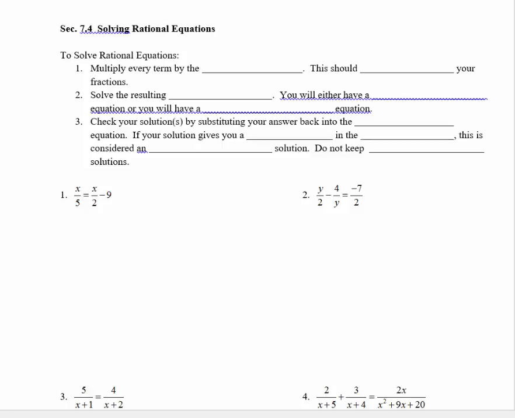Section 7.4, Solving Rational Equations. So now we're going to have an equal sign, which means we're going to need to solve for the variable. So how do we solve rational equations? Well, we like to get rid of fractions.